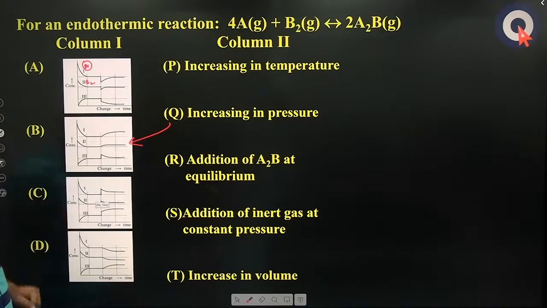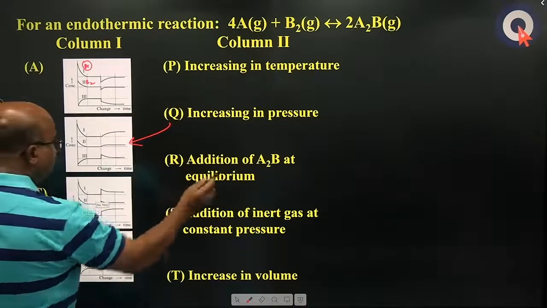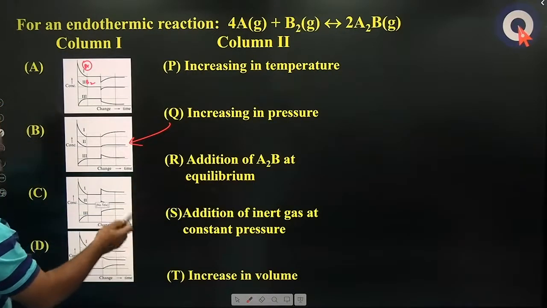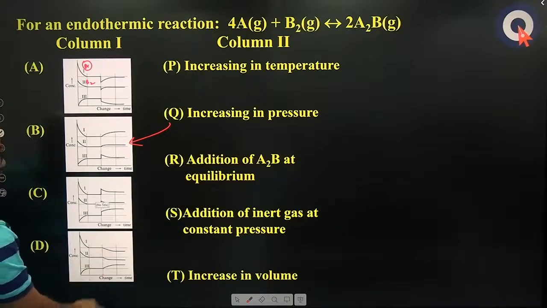So, this is, let us see, addition of A2B. So, A2B at equilibrium, if you are adding, only the A2B value should increase. This is what is increasing. So, this is indicating for R.